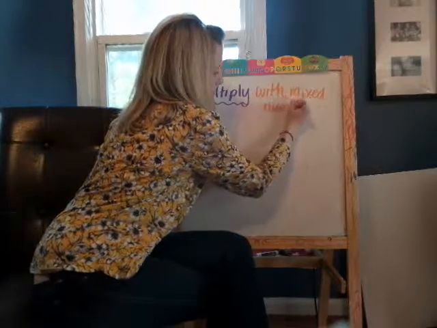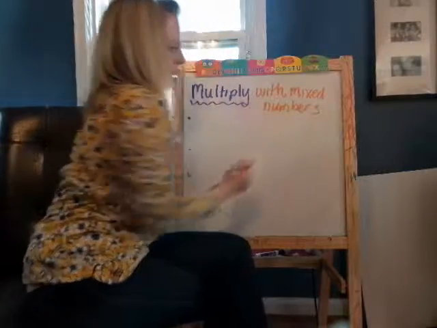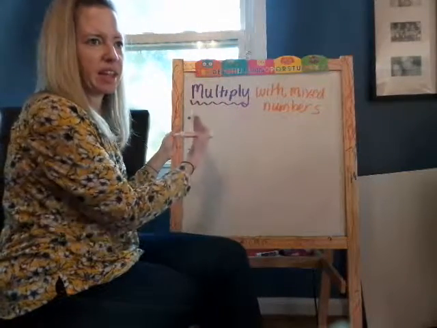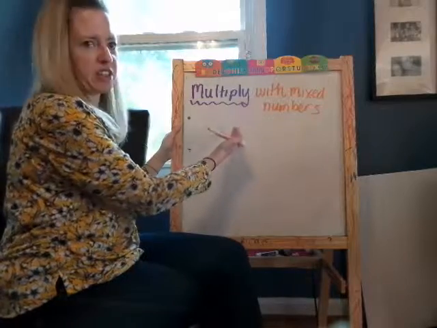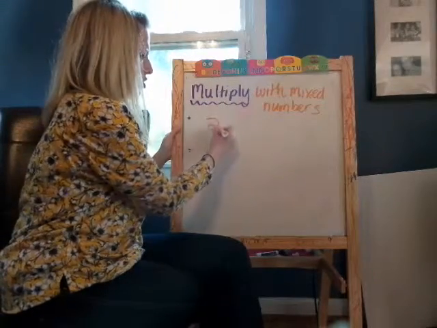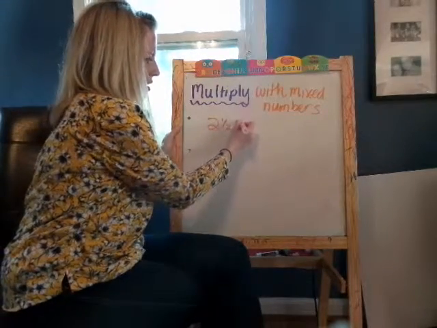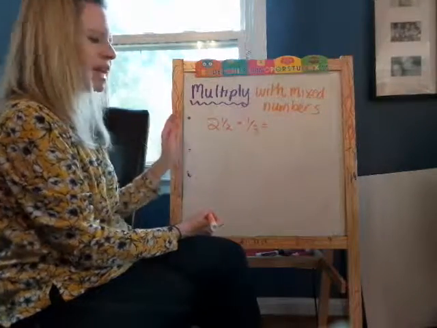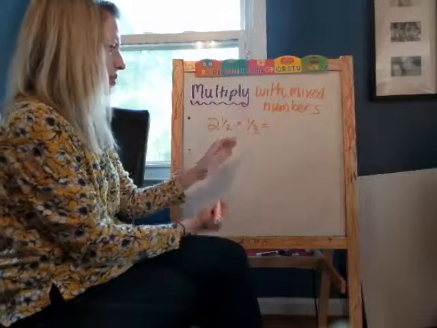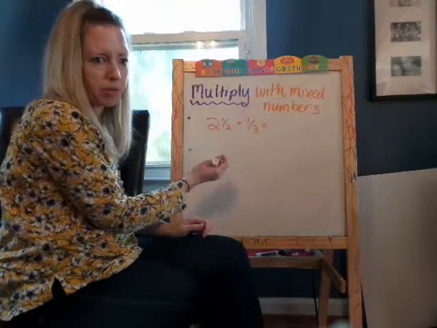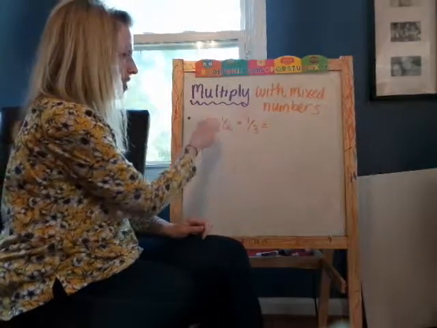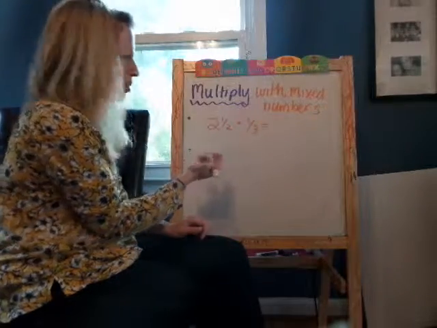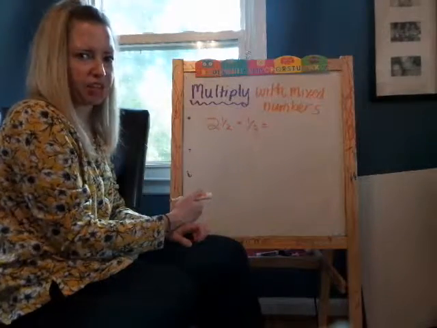Multiply with mixed numbers. Okay, so a mixed number is a whole number with a fraction attached to it. So let's say we have 2 and 1/2 times 1/3. Okay, we can't just multiply top times top and bottom times bottom because we aren't accounting for this whole number. All right, in order to make this a number that we can manipulate and deal with, we need to turn it into an improper fraction.